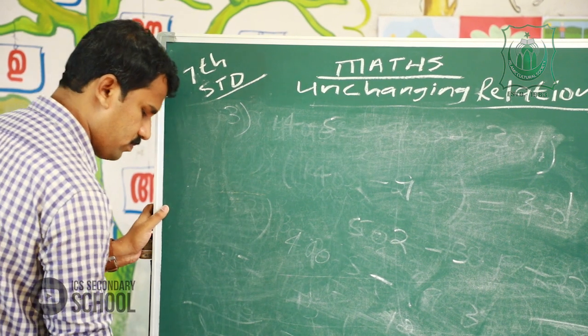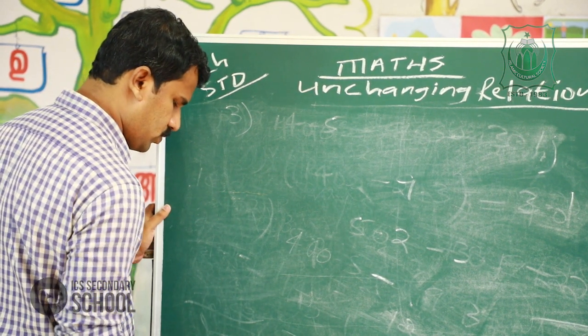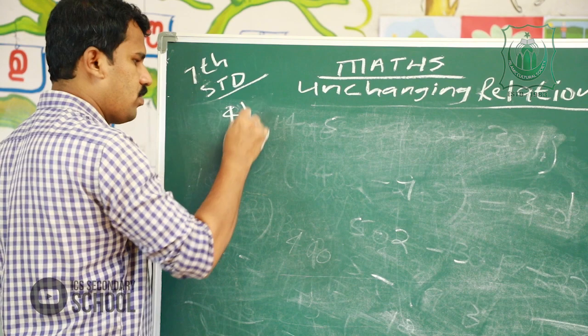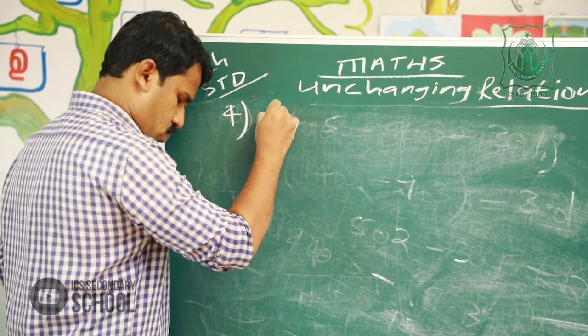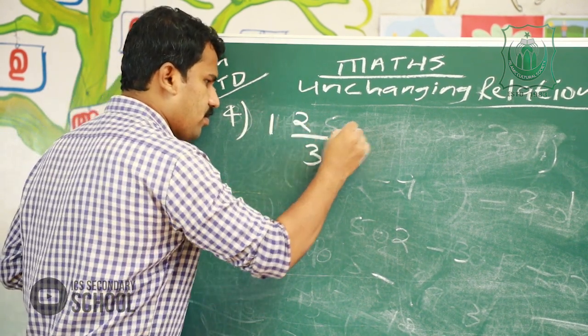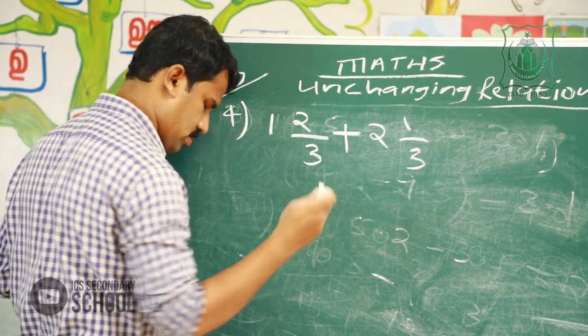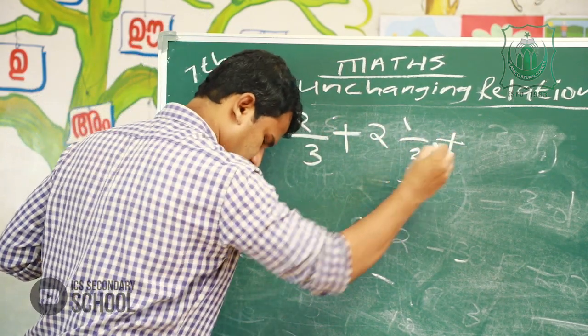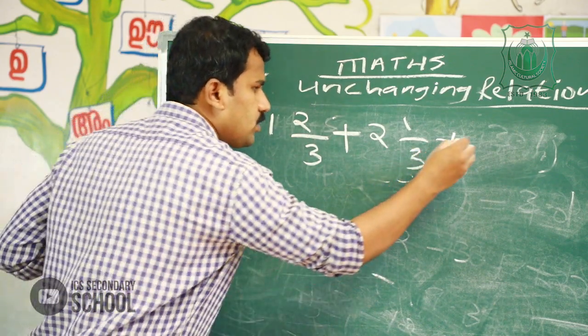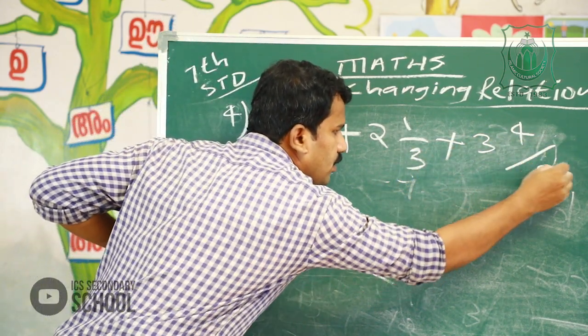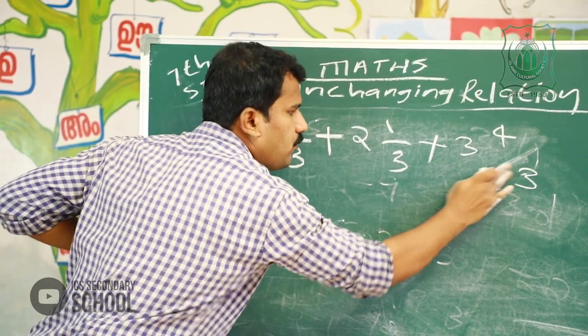Next problem. Solve 1 2 by 3 plus 2 1 by 3 plus 3 4 by 3.